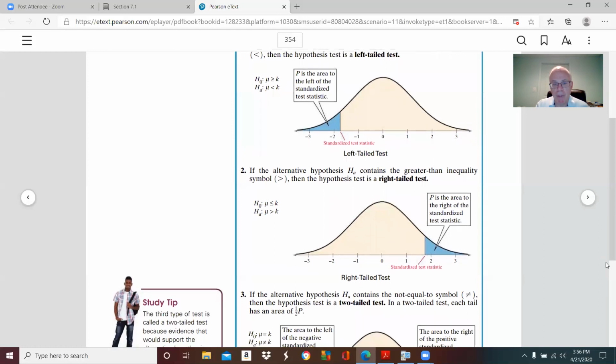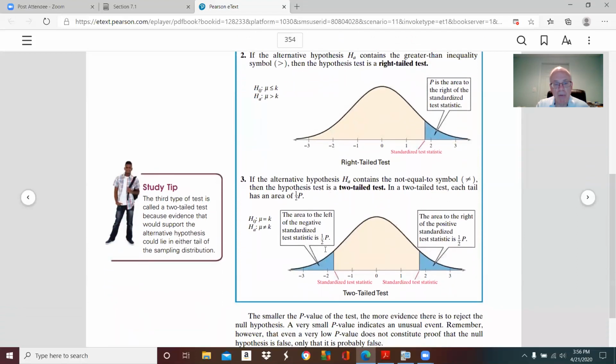And finally, the third type of test is when the alternative hypothesis is not equal to. This is called a two-tail test. So, depending on the result, the test statistic will either be negative or positive. If the test statistic is negative, then we plot it over here, and we would find the area to the left, just like we did in the left tail test. But because we have to account for both of these tails in a two-tail test, it is not equal to. So it's either to the left or to the right.